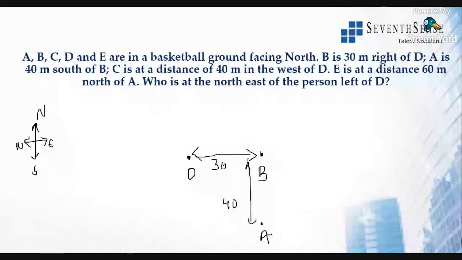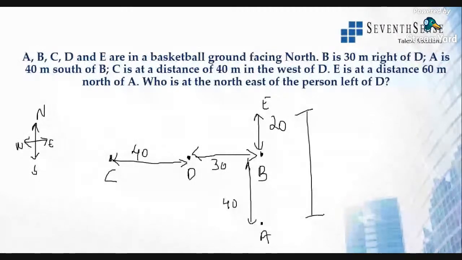And next is C is at a distance 40 meters west of D. So west of D, in the sense left of D. So C is at a distance 40 meters. All right. So they're asking this distance. This is 40. So this will be C here. E is at a distance 60 meters north of A. So if A is here, north of A, E will be. Already this is 40 meters, right? Extra 20 meters from B. That is E. All right. So total this value is 60.